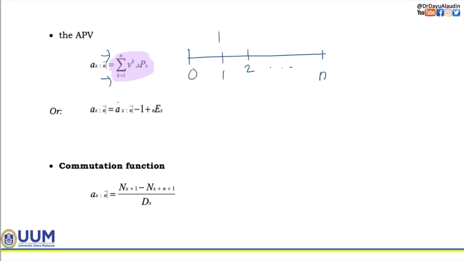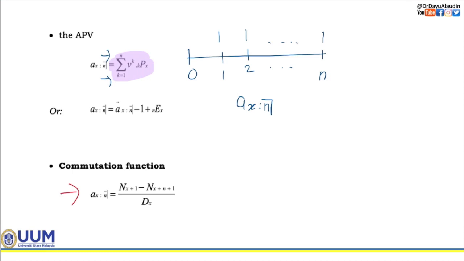So the payment is 1 ringgit until n years, as long as the annuitant still survives. And this is the notation for the APV for an n-year temporary life annuity immediate. And the commutation function is equal to N_{x+1} minus N_{x+n+1} over D_x.